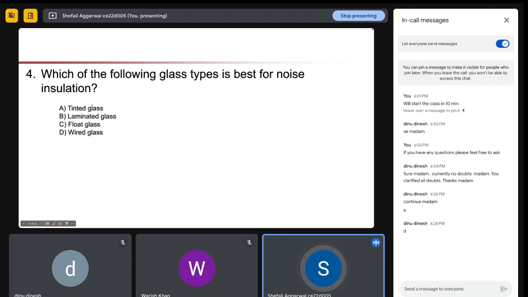Which of the following glass types is best for noise insulation? Tinted glass, laminated glass, float glass or white glass?